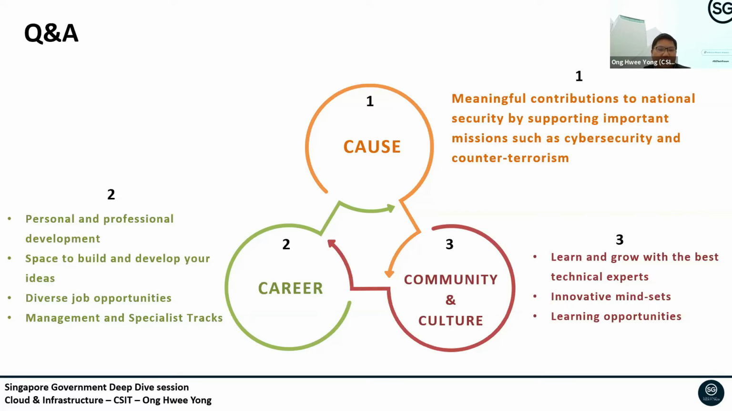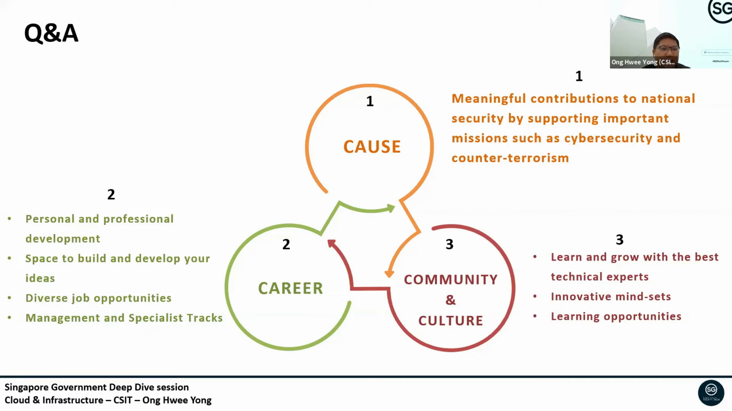Secondly, in CSIT we provide all-rounded career development. We provide personal and professional training to ease you into the defense or national security domain, and also to keep you relevant in the fast-moving tech industry. We provide space and opportunity for people to develop their ideas, and we encourage ground-up initiatives like hackathons. We also have a wide range of job opportunities, ranging from software engineering, data analytics, and cybersecurity to cloud infrastructure and services, and we encourage job rotation. In CSIT, it is quite common to see people move from one domain to another. For example, I myself was a software developer, then I moved to the infrastructure side, and now I'm doing cloud infrastructure and services.